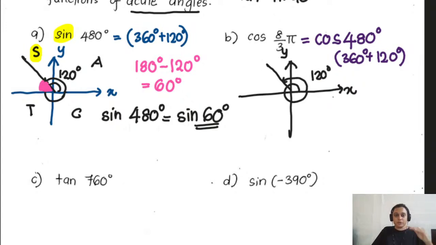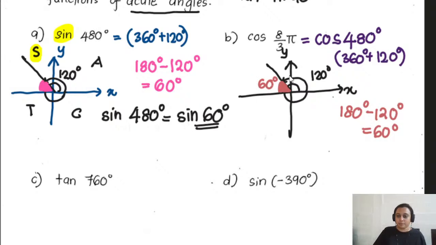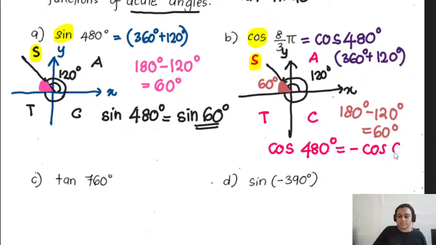Okay, lepas tu kena buat apa? You must find that sudut that's touching the x-axis. So bahagian ni lah yang sentuh x-axis. So how to find that? 180 you must tolak with 120. So you get 60. Therefore, this is 60. Then, all science teachers crazy. Okay. Ini cos. Tapi dekat sini sin. Sin yang positif. Therefore, when you write cos 480, you must put then negative cos 60. Okay. Thank you very much, Sarvin.